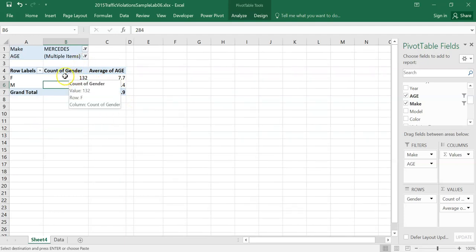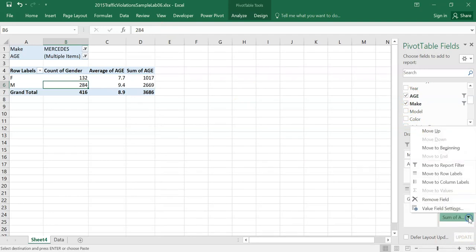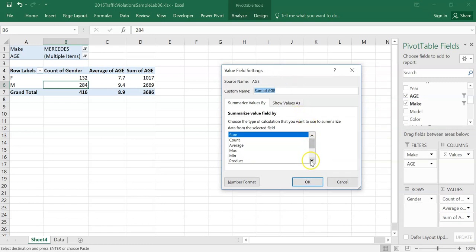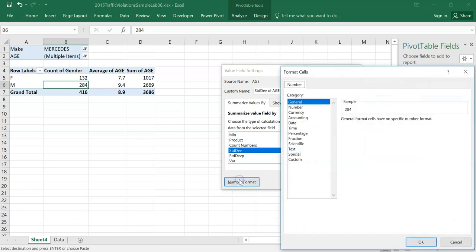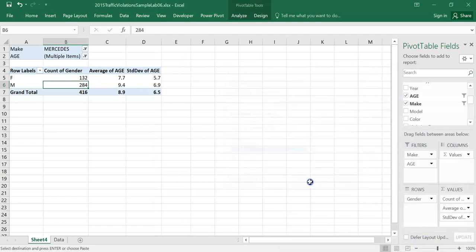So I've got how many, I've got the mean, I also need the standard deviation. I can drag age down to the sum values again, but I don't want to sum it. I want to change that one to the standard deviation. Again, a single decimal place will be plenty. Now I've got everything I need.